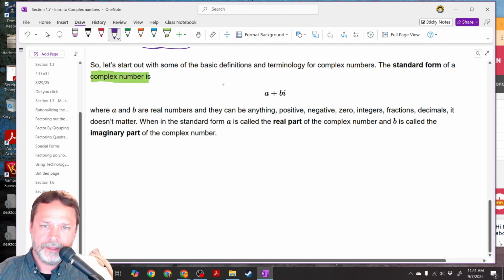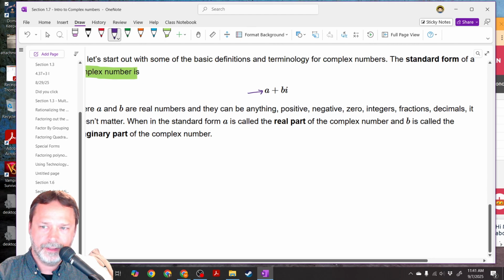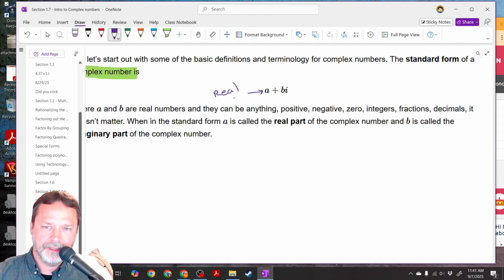The first part, a, is a real number, and we say that's the real part of a complex number. The real part. And then the bi is our imaginary part. a and b can both be real.